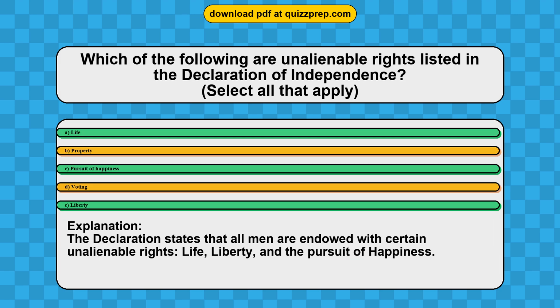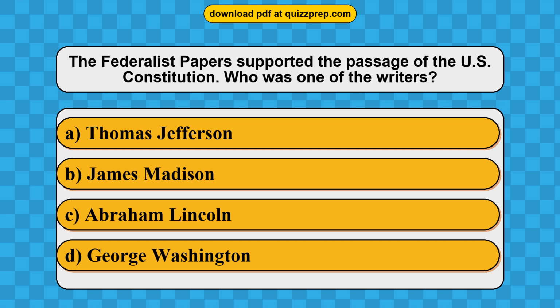The Declaration states that all men are endowed with certain unalienable rights: life, liberty, and the pursuit of happiness. Question 50. The Federalist Papers supported the passage of the U.S. Constitution. Who was one of the writers? Option A, Thomas Jefferson. Option B, James Madison. Option C, Abraham Lincoln. Option D, George Washington. The correct answer is option B, James Madison.